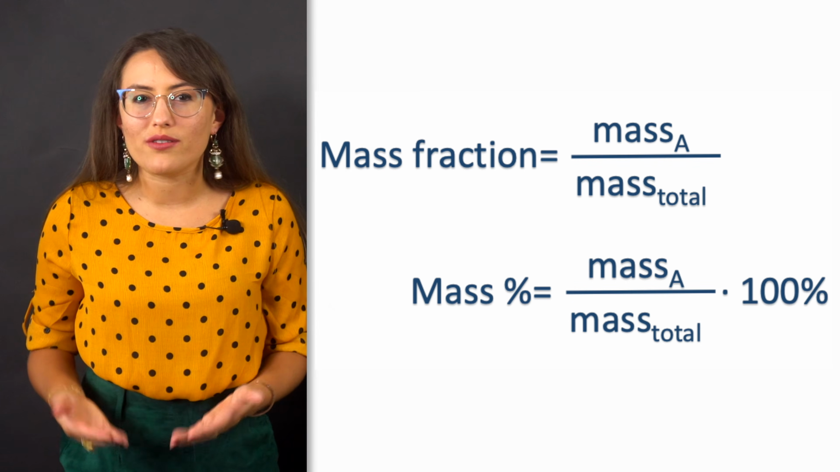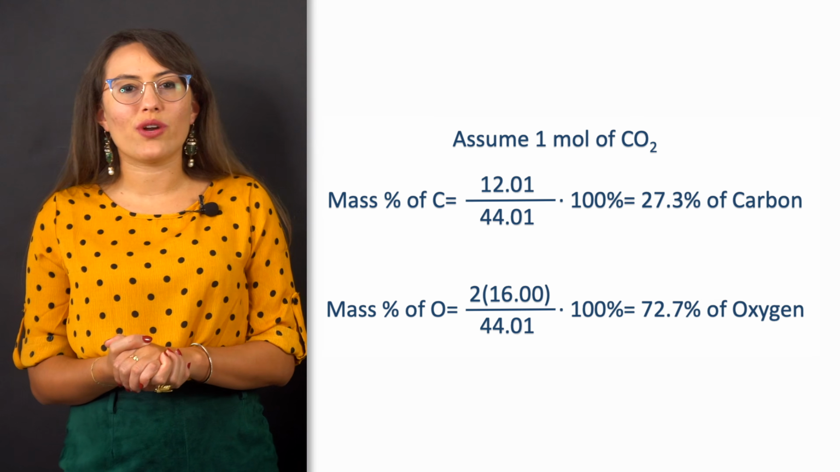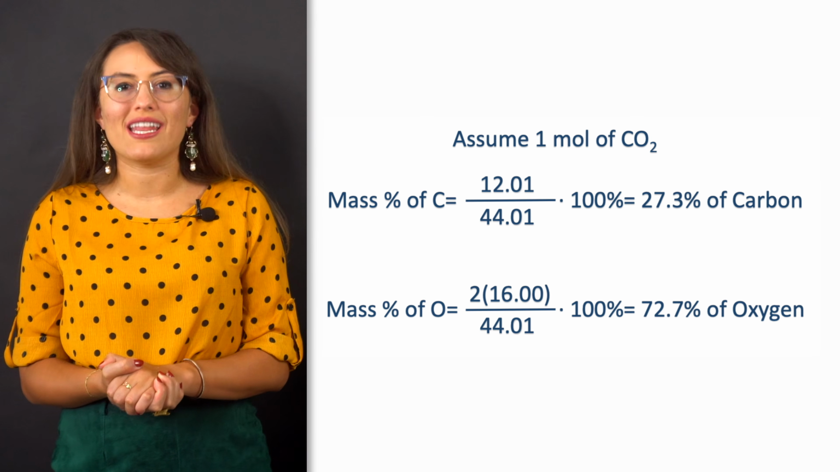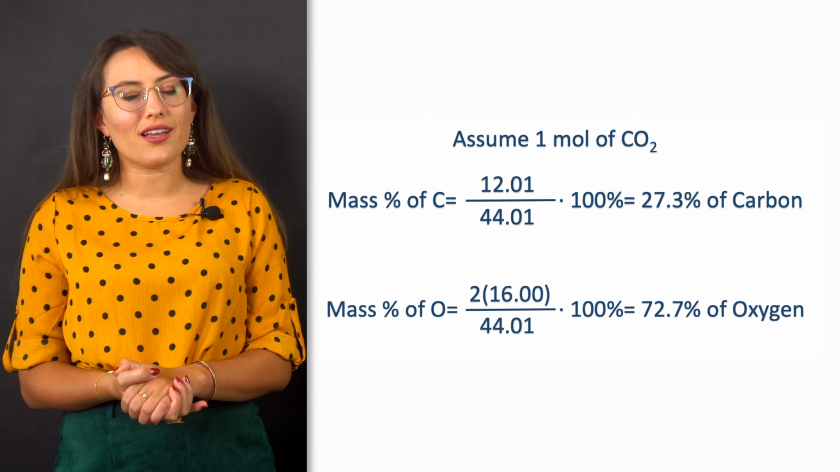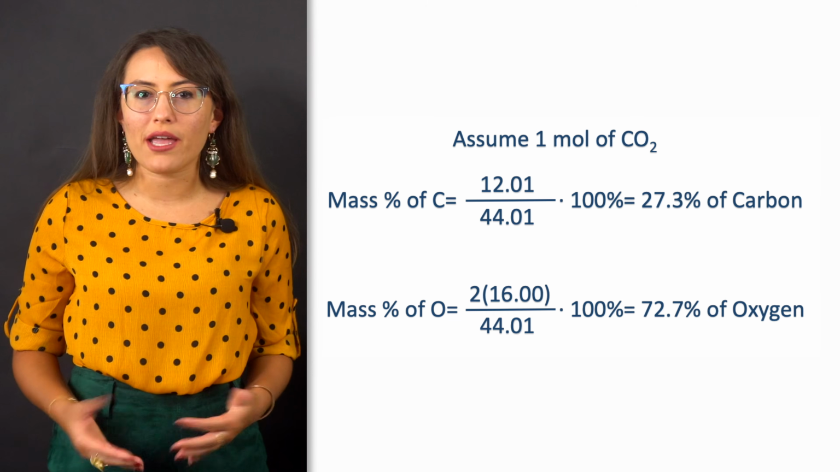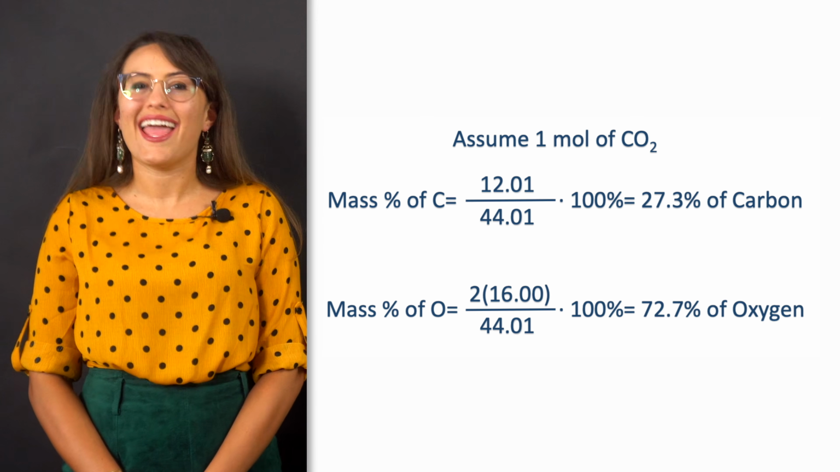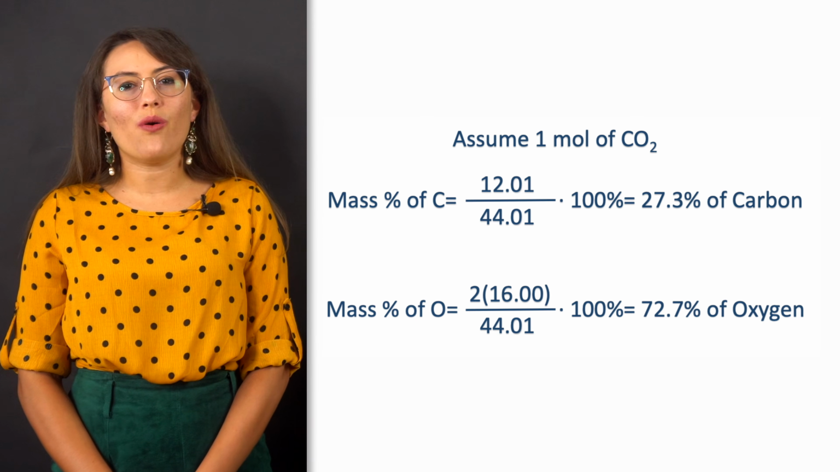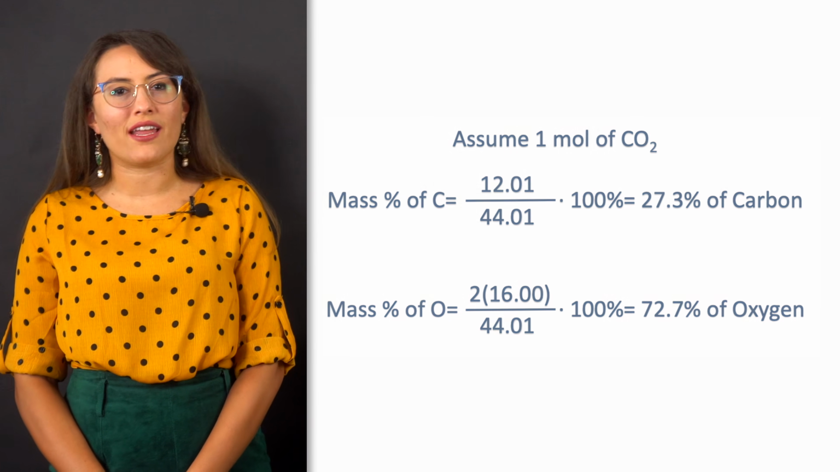Assuming we had 1 mole of CO2, we would then have 27.3% carbon and 72.7% oxygen by mass. Regardless of where the sample came from or how it was prepared, every molecule of carbon dioxide has a fixed composition and will always have the same percent of carbon and oxygen.